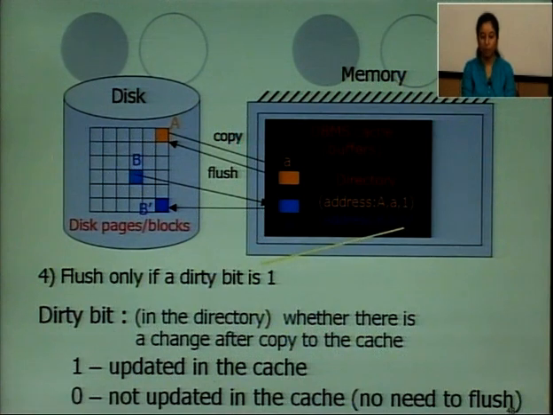Now the next slide. Flush only if the dirty bit is 1. The dirty bit in the directory shows whether there has been a change after copying to the cache. 1 shows it was updated in the cache and 0 shows it was not updated in the cache.